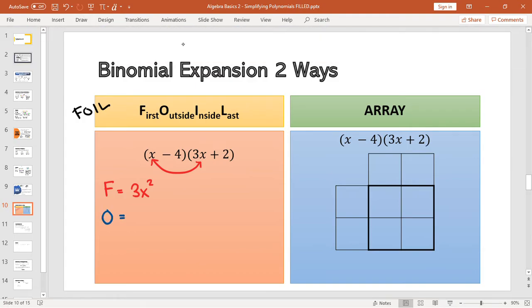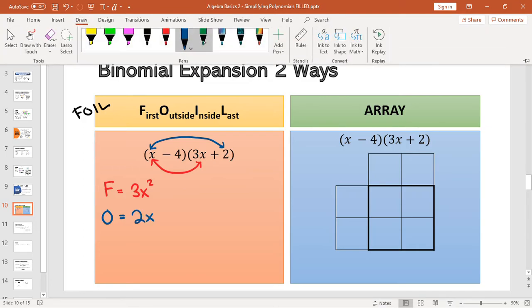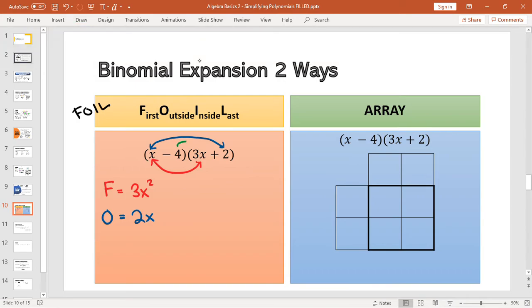O stands for outside. The two outside things multiplied together. x times 2, 2x. I stands for inside. The two inside things multiplied together. Remember to take that negative with it. Negative 4 times 3, negative 12x.